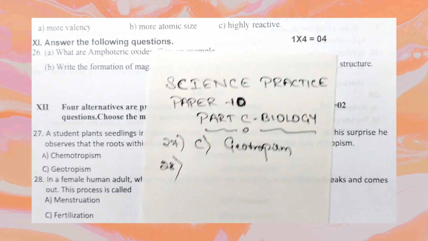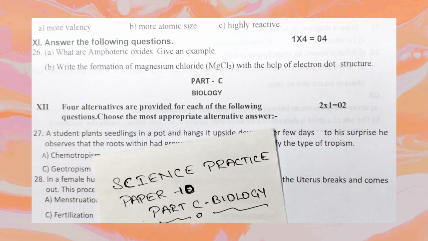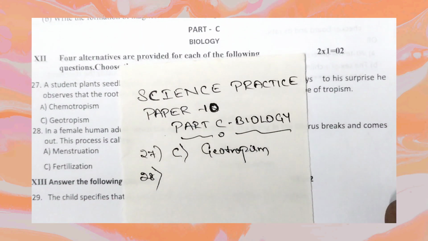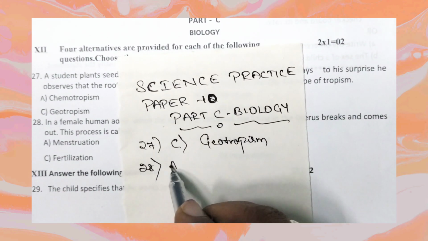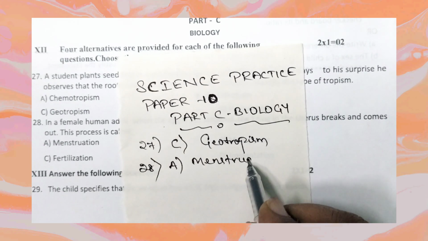Next, 28th. In a female human adult, when the egg is not fertilized, the lining of the uterus breaks and comes out, and this process is called menstruation, menopause, fertilization, implantation. The right answer is menstruation. So option A. That is menstruation.